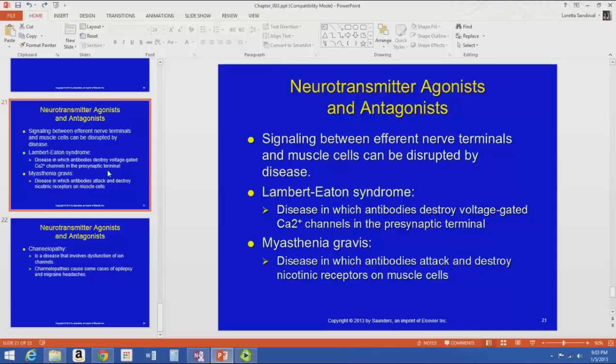Lambert-Eaton syndrome is an autoimmune disorder which destroys the voltage-gated calcium channels in the presynaptic terminal, so it's going to inhibit the release of neurotransmitter. We're not really going to talk much about that one, but myasthenia gravis is another one, and it actually attacks and destroys the acetylcholine receptors at the neuromuscular junction. So there are fewer receptors, and you get less of a muscle contraction. It's pretty interesting. There's a little video in the Canvas classroom that talks about myasthenia gravis and a little more information, which we'll go over in a second.